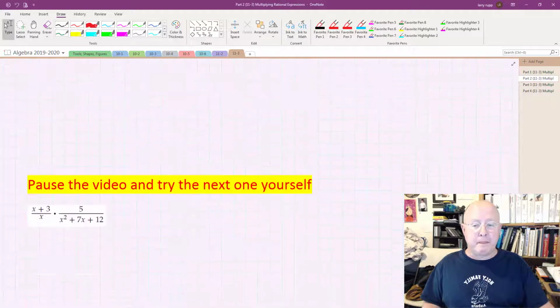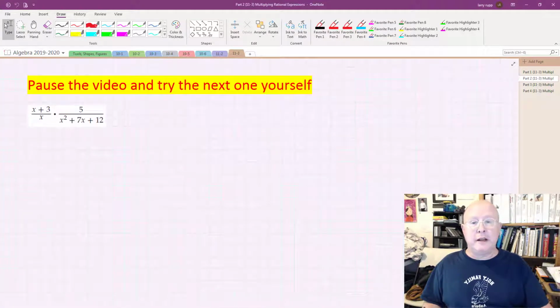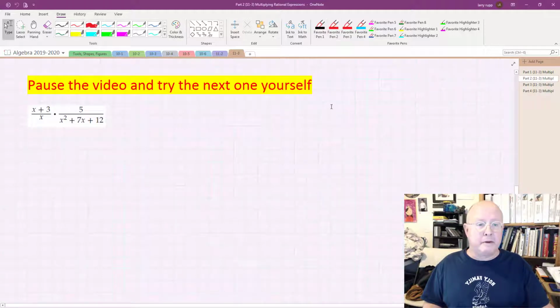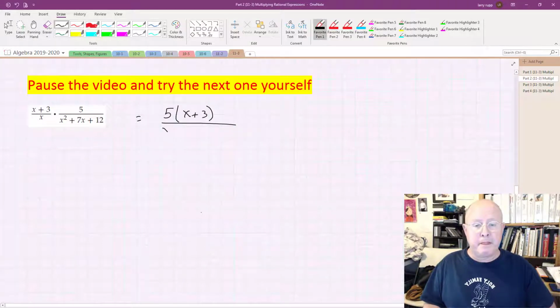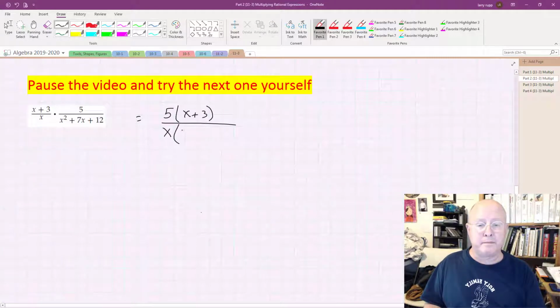Okay, pause the video here and try this one. I'm assuming that you paused the video. All right, obviously what we need to do first, we can go ahead and multiply these straight across if you want. That will give us 5x plus 3 over, or I'm sorry, not 3, x times all of this on the bottom. x squared minus 7x plus 7x plus 12.